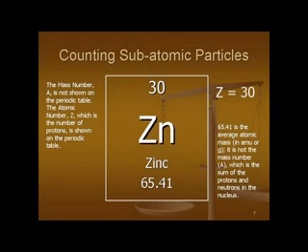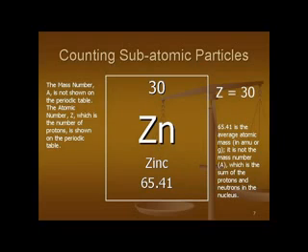So you see above the chemical symbol here that round number 30, and the number of protons is always a round number. So that 30 represents the number of protons in the nucleus of all zinc atoms, regardless of the isotope.